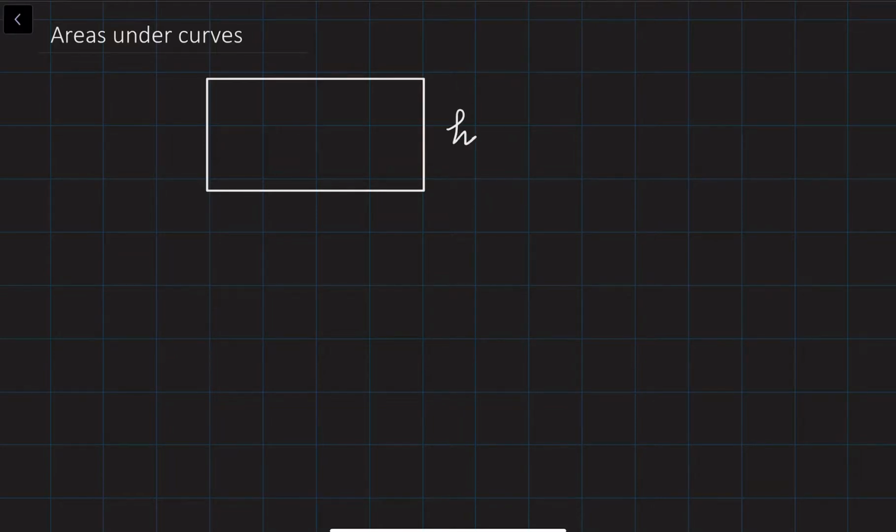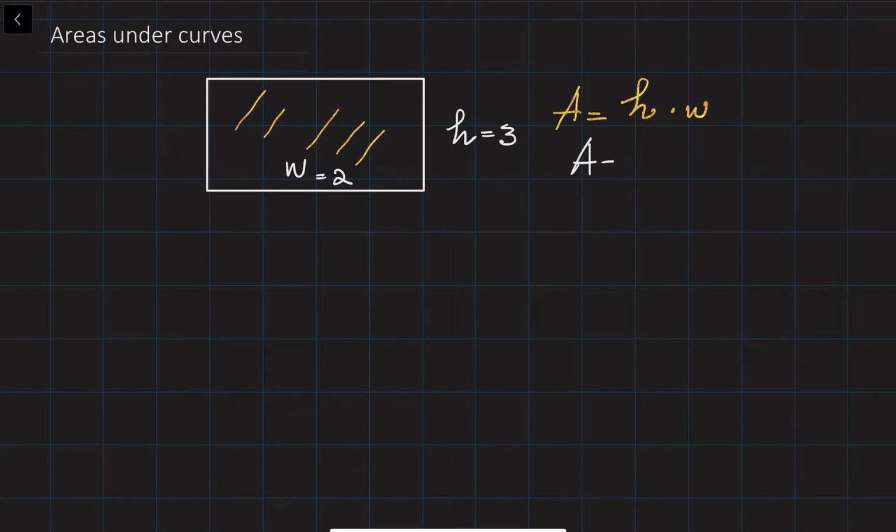In this video lecture, we are going to discuss how we can find areas under curves approximately. First of all, let me remind you how we find the area of a rectangle. If you're given a rectangle with height h and width w, then the area A is simply the multiplication of the height and the width. For example, if the width is 2 meters and the height is 3 meters, then the area is 6 square meters.